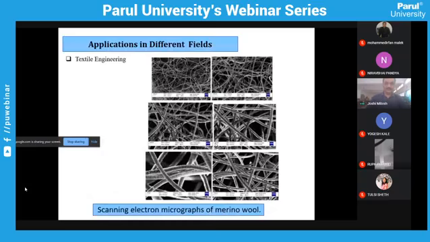In textiles nowadays, merino wool is very important. They include some nanoparticles inside the merino wool, and they study this for different applications.